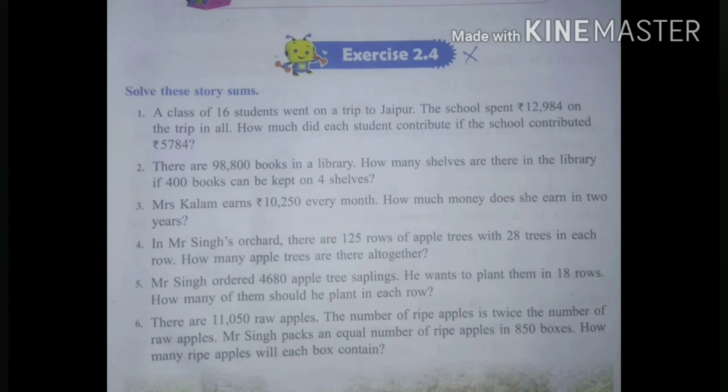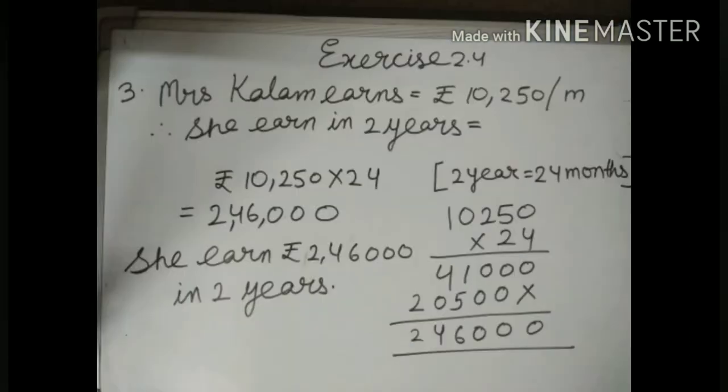सो देयर आर 12 months in 1 year and 24 months in 2 years. So we multiply her salary with 24. So when we multiply 10,250 with 24, we are getting 2,46,000. It means she earned 2,46,000 in 2 years. Question number 4, 5, 6 do in your homework copy.